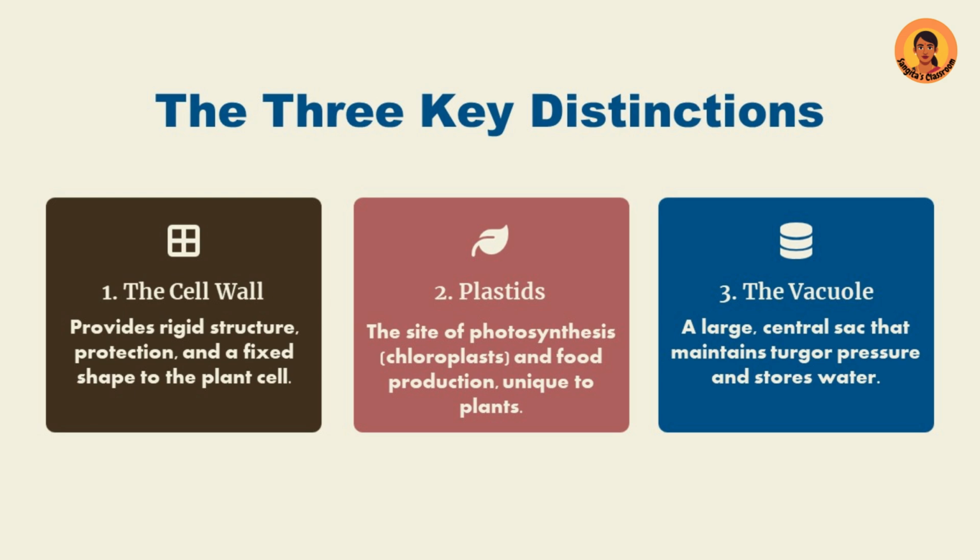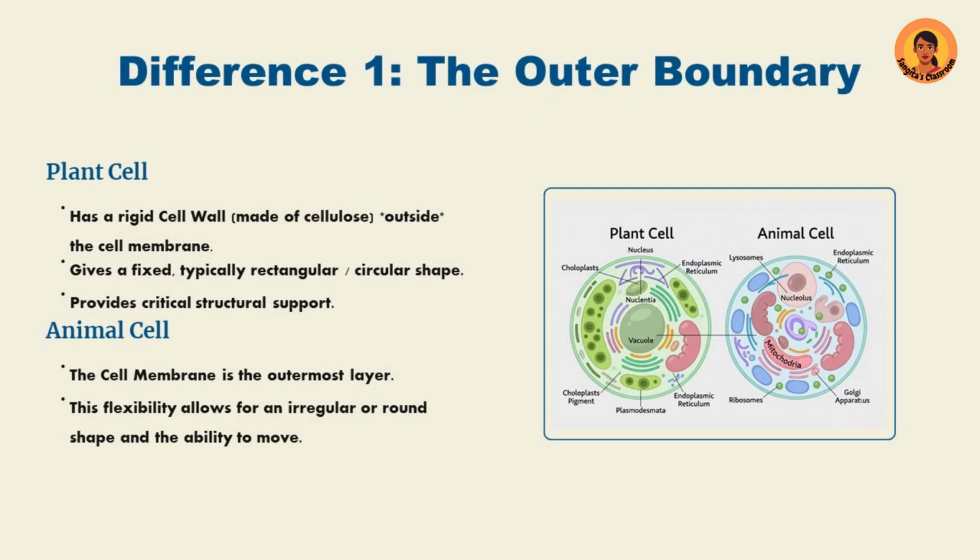First one is the outer boundary. The plant cell has a rigid cell wall made up of cellulose, and it is present outside of the cell membrane. This cell wall gives a fixed, typically rectangular shape. This cell wall provides critical structural support.